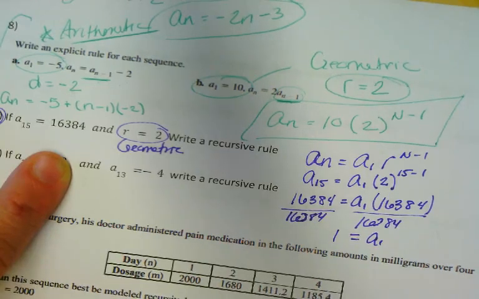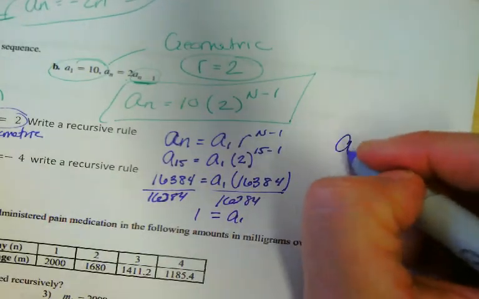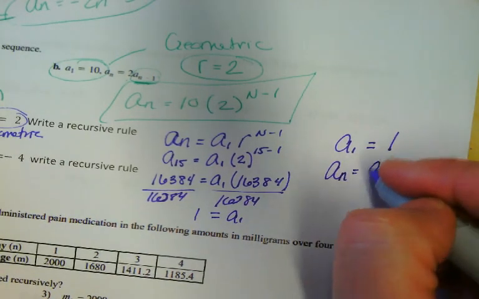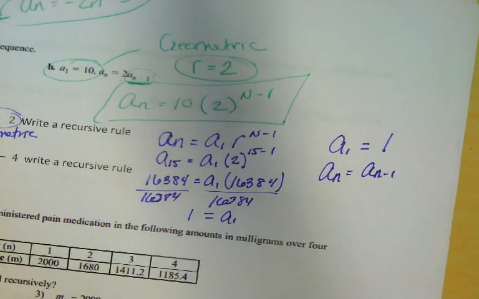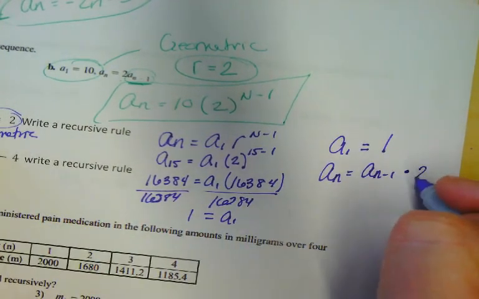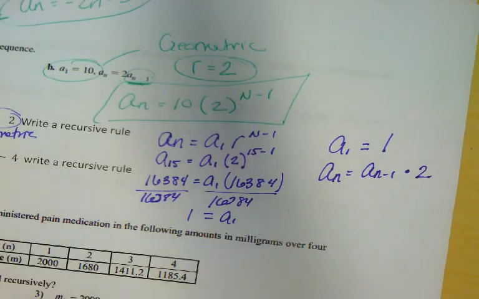So now I can write the recursive formula. I have to state a sub 1. And then recursive says take your previous term, a sub n minus 1, and say what you did. Ratio's 2, so we are multiplying by 2. Taking the previous term and multiplying by 2. Sure, absolutely.